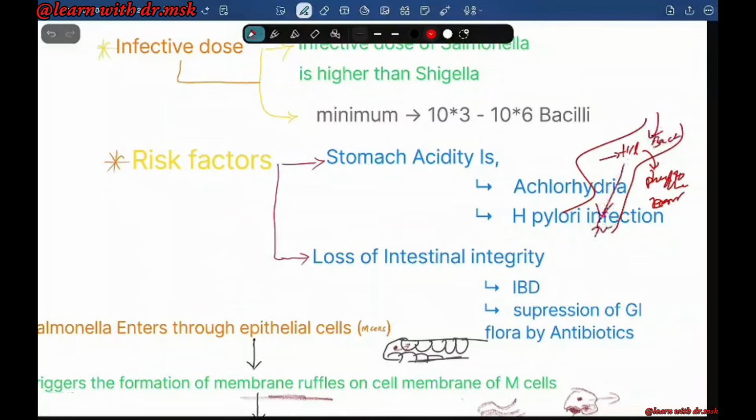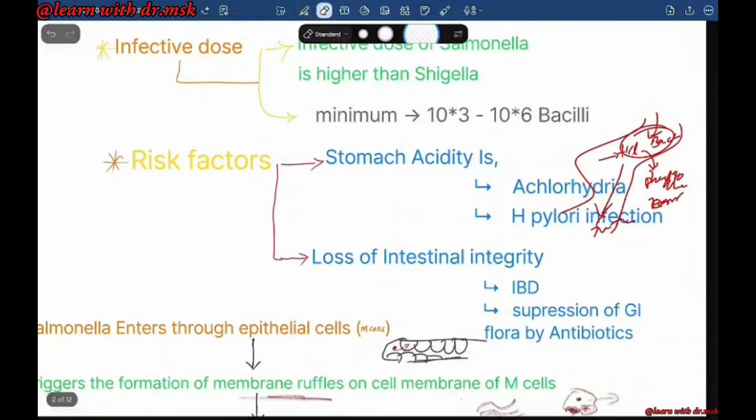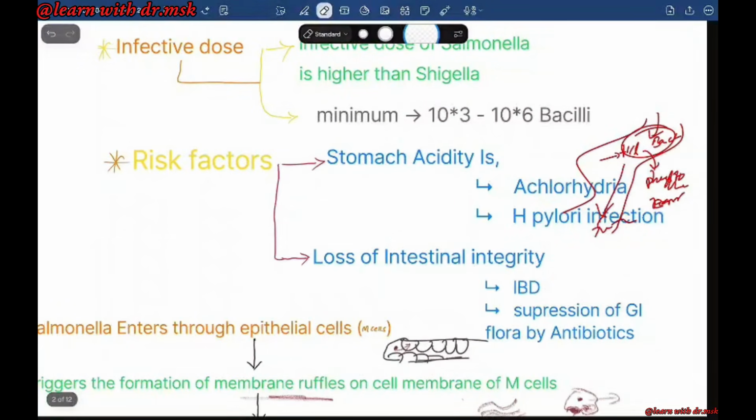enter into the further GI. It can destroy the bacteria right here. When HCl is low, or any infection leads to a decrease in the HCl concentration, the bacteria can bypass this mechanism and enter into the GI, and it can cause the infection.